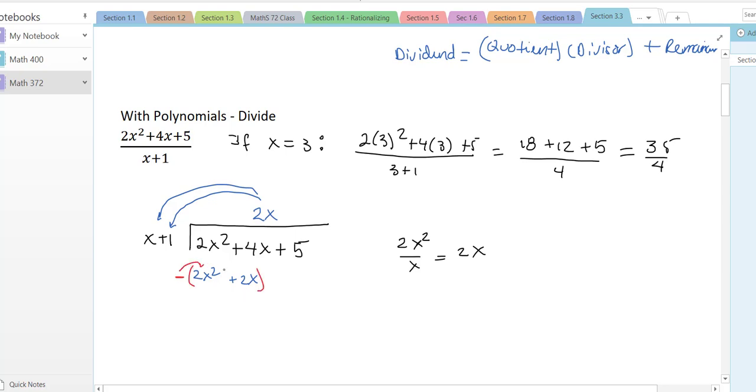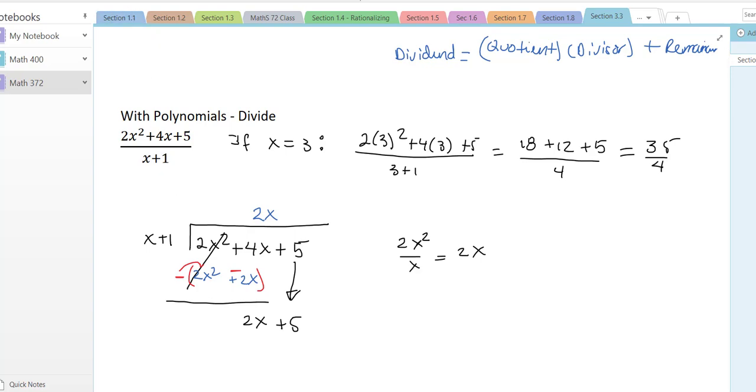So here we're going to have to distribute the negative, so that's going to become a negative. So 2x squared minus 2x squared, that's going to cancel out. So these cancel out. And then 4x minus, because we're distributing that minus, 4x minus 2x is 2x. And I bring down the 5. And so now we're going to do it again. So I'm going to get rid of these arrows. And we're going to do it again for 2x.